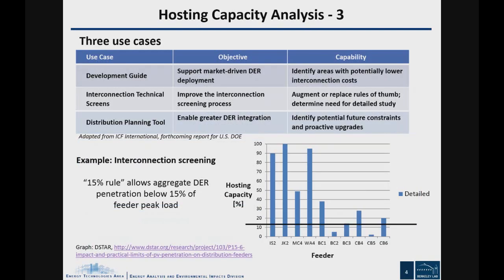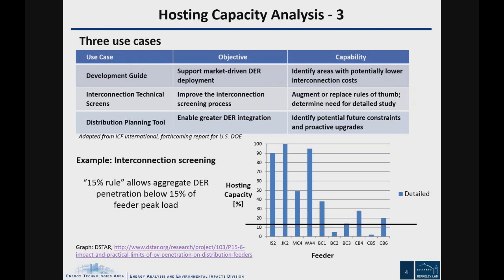There are 3 use cases that I'm going to lay out here. The first is for development. This is what we see mostly, to provide information on locations where interconnection costs may be lower. In the map I showed on the prior slide, those are the green areas of the map, right? So if you develop projects in those areas, your interconnection costs are going to be lower. The screening process for interconnection is going to go quicker.